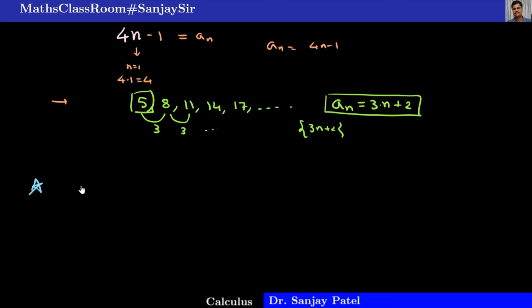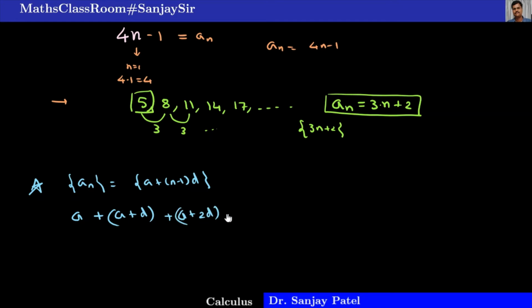Just remember, if we have an as an arithmetic sequence, so an is equal to a plus n minus 1 into d, where the first term is a and the common difference is d. Then for the sum of the first n terms, the first term is a, the second term is a plus d, the third term is a plus 2d, then the fourth term a plus 3d, and so on. The nth term is a plus n minus 1 into d. So this is a1, a2, a3, a4 up to an.